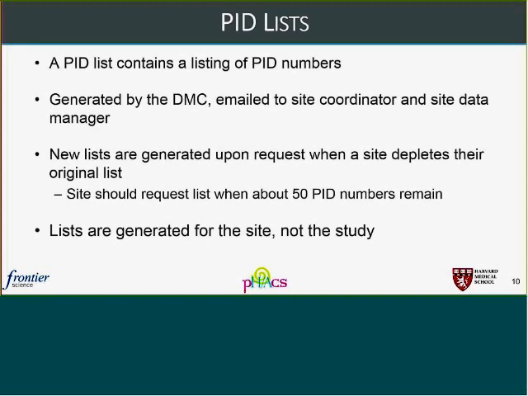New lists are generated upon request when a site completes their original list, and you can request a new list when you have about 50 PID numbers remaining. And just another important note to be aware of is that lists are generated for your site, not for your study.